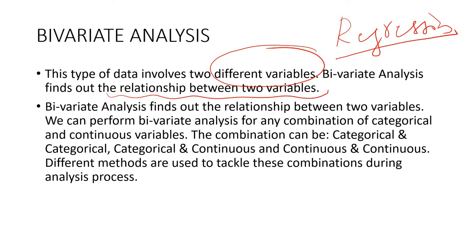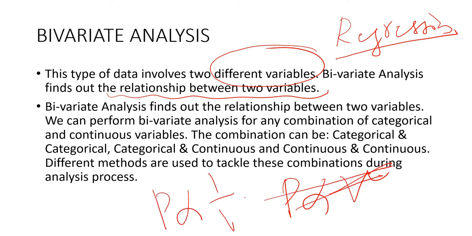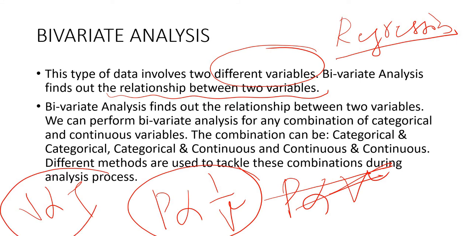For example, if you want to understand, as pressure increases, volume decreases. Sorry, this is wrong. Pressure is inversely proportional to volume. You know this. So there is a relationship; they are inversely proportional. Volume is directly proportional to temperature. You learn it in physics. So there is a linear relationship between them. This type of relationship is what we learn in bivariate analysis. Bivariate analysis finds out the relationship between two variables.